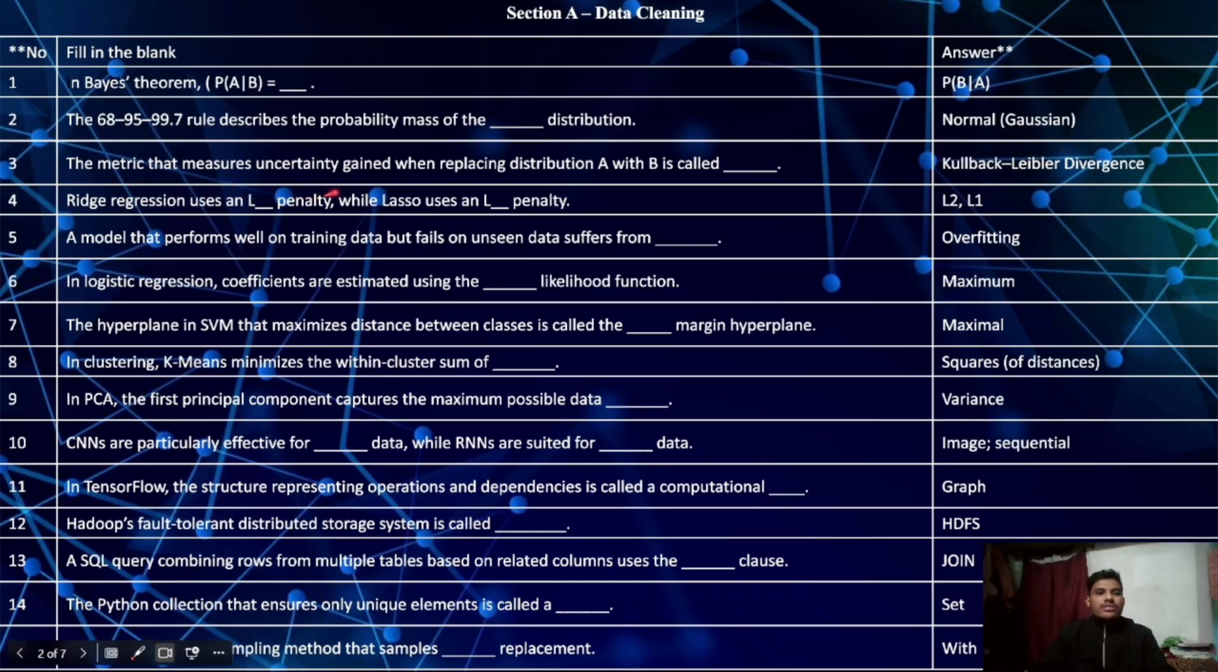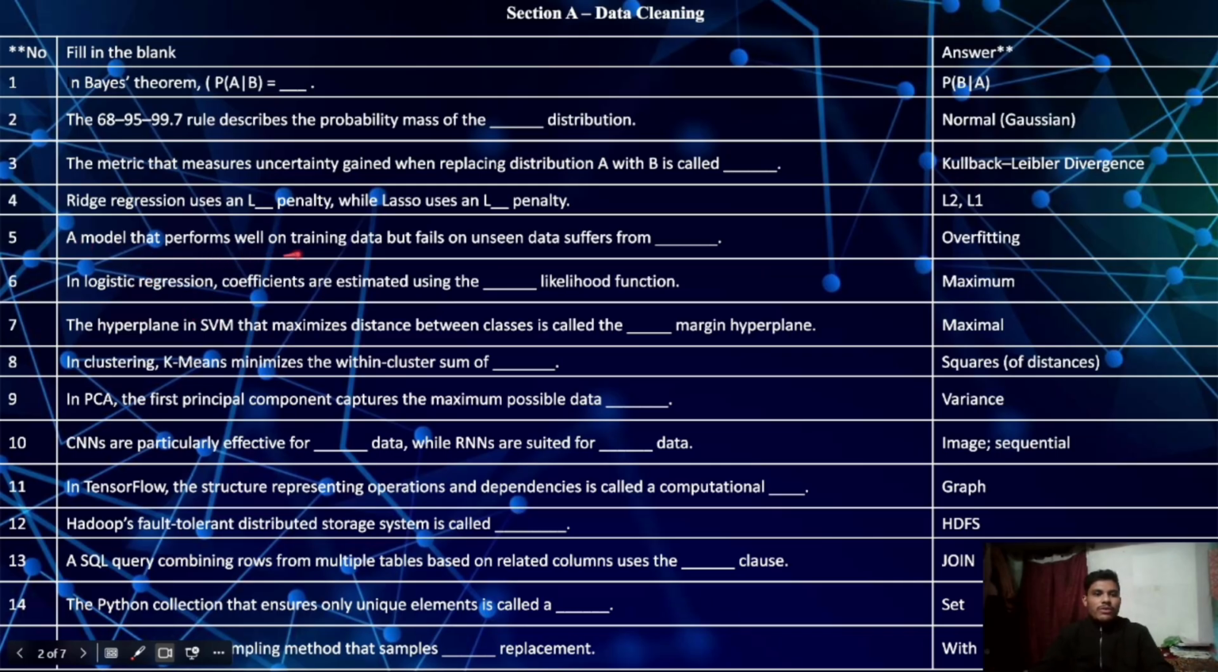Now, the metric that measures uncertainty gained when replacing distribution A with B is called Kullback-Leibler divergence, because KL divergence measures how one probability distribution diverges from another. Now, fourth, ridge regression uses an L2 penalty while lasso uses an L1 penalty. So here L2 and L1, because ridge is L2 regularization and lasso is L1 regularization.